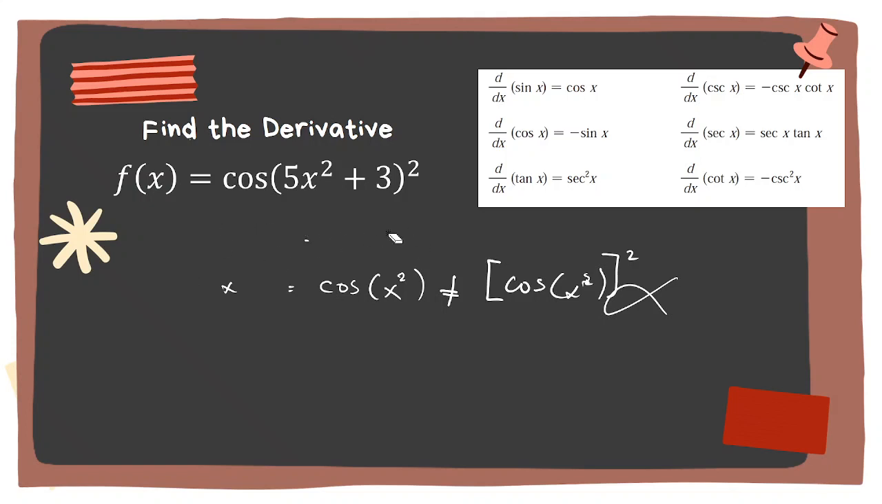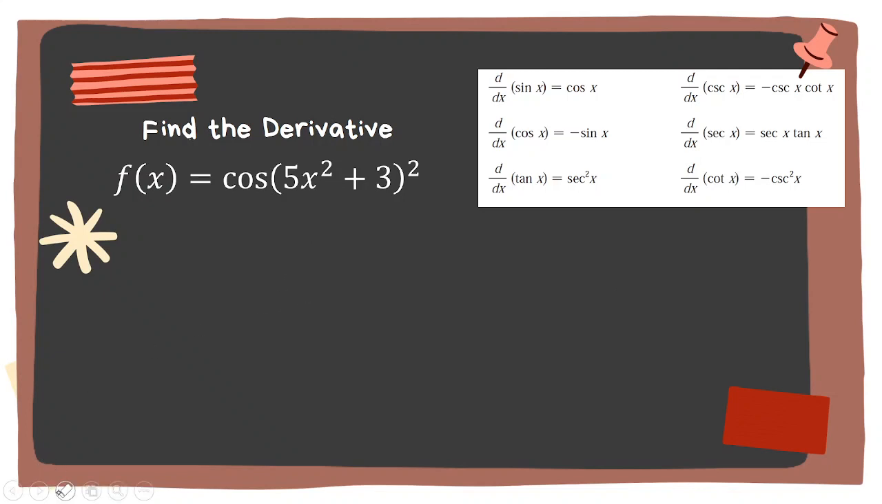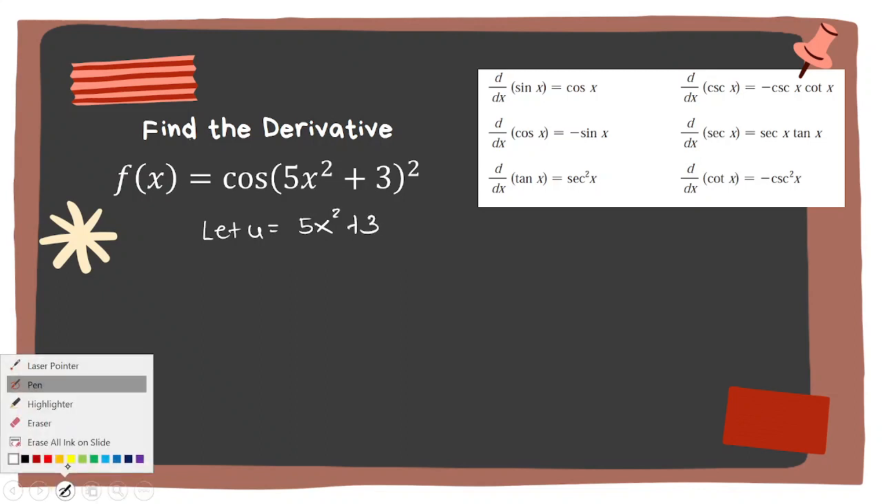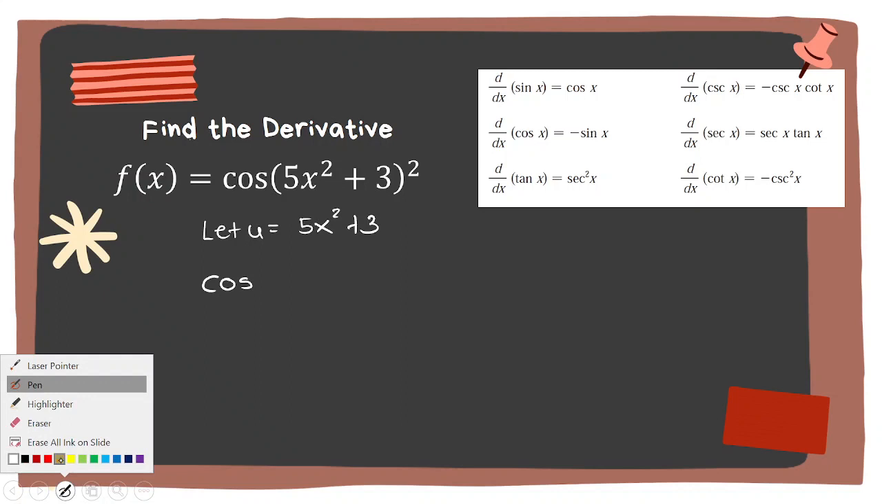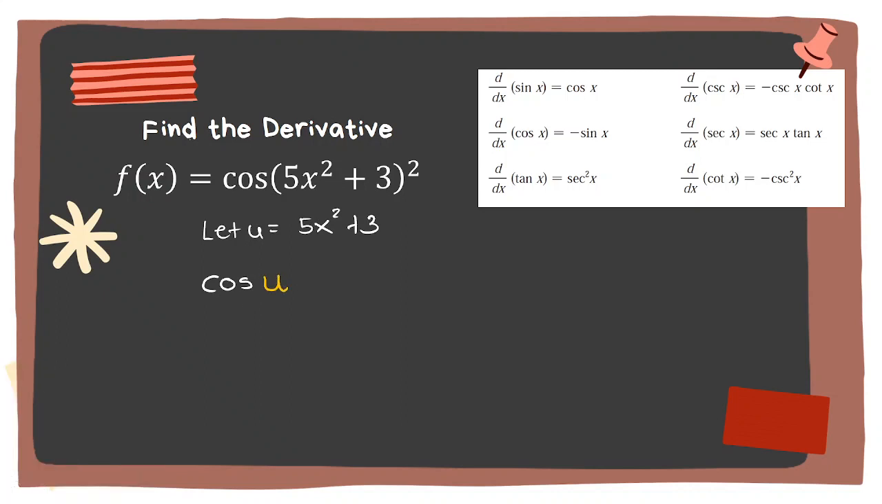If we erase this ink, then we solve the problem. So, this is easy. Why? Because you are just going to get the derivative of cos. If we let u be equal to 5x squared plus 3, we will easily solve this one. So, ano magiging sagot? If we let u is equal to 5x squared plus 3, we will get cosine u. Bakit siya u? Para madali mong ma-derive. So, times ko sa d du.